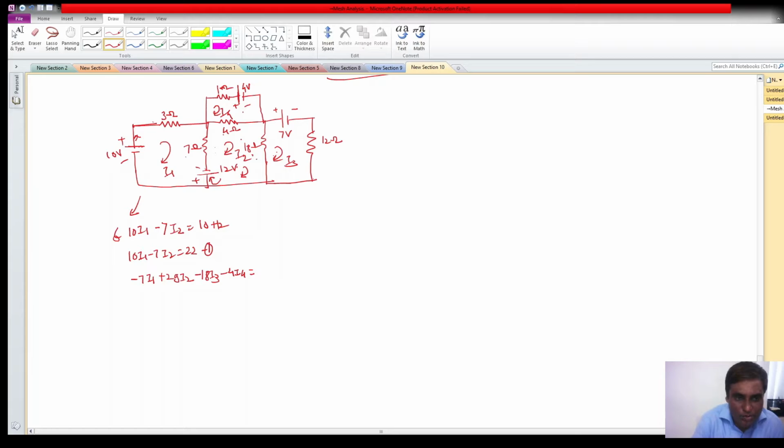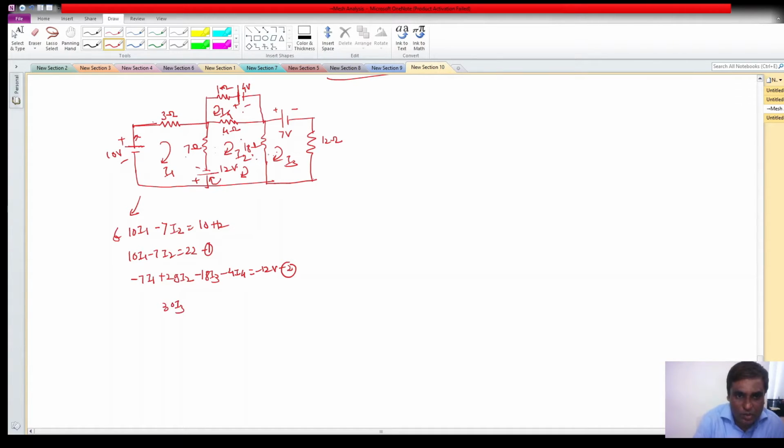so current is going into the positive terminal. Again, is there any source? No. So this will be minus 12 volt. This is equation 2. Similarly, you can write for mesh 3 also. So it will be 18 plus 12, so this will be 30. So this is 30 I3.